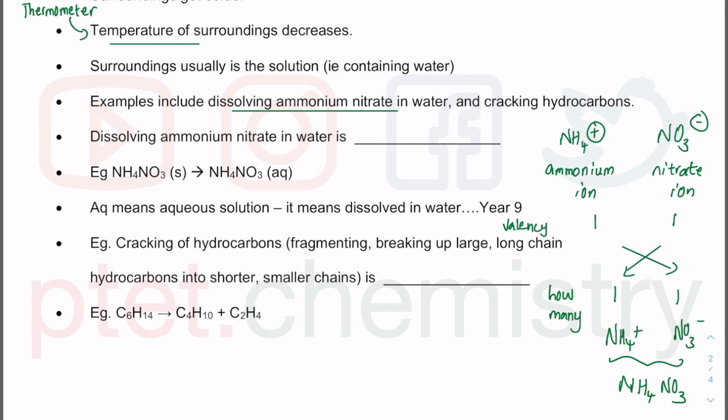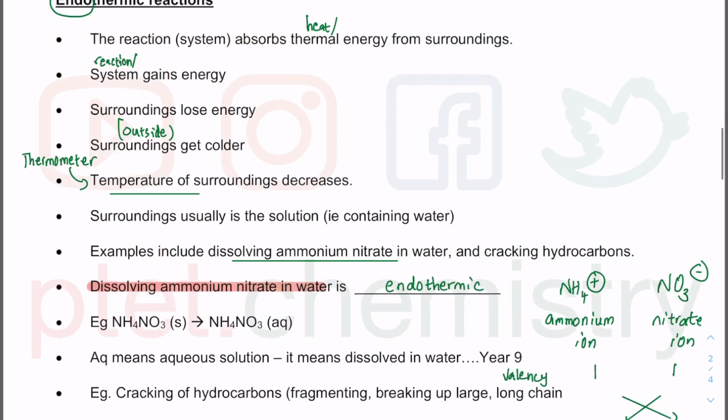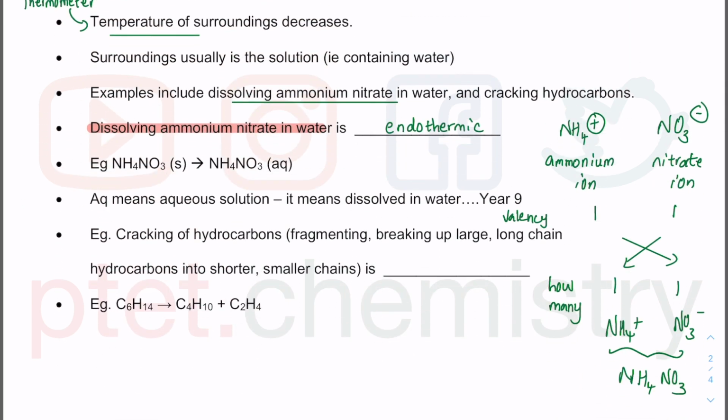Okay, so dissolving ammonium nitrate makes the solution get colder because it absorbs the thermal energy. It absorbs the heat from the surrounding, from the water, and therefore the water gets colder. So dissolving ammonium nitrate in water is what you call an endothermic reaction. These are technical terms. You cannot spell them incorrectly. So the solid dissolves in water and becomes aqueous.